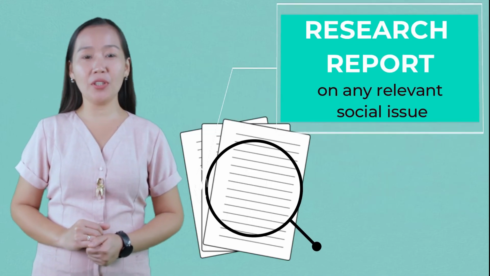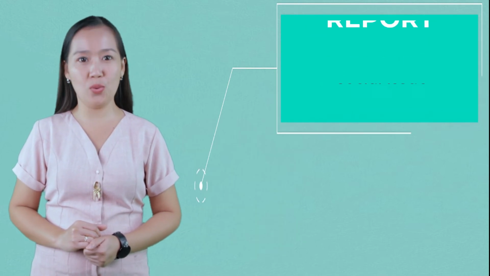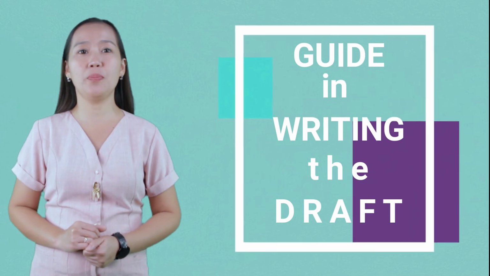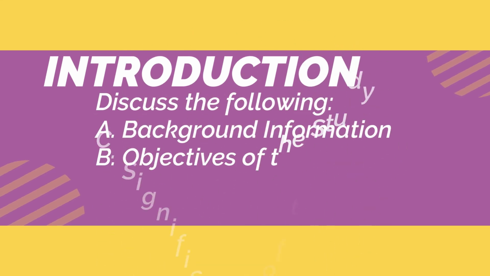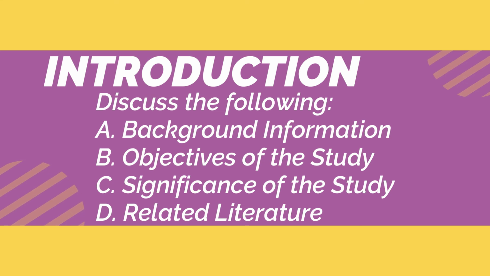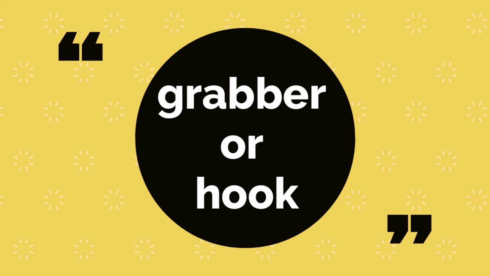For your final task, on a clean sheet of paper, write a research report on any relevant social issue. Use this guide in writing the draft of your research report. For the introduction, discuss the following: background information, objectives of the study, significance of the study, related literature. Incorporate a grabber or hook in this segment of your introduction.